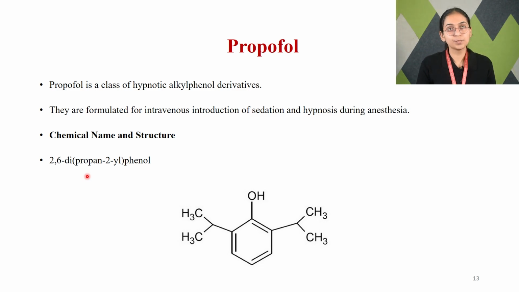Third, we are moving towards the propofol. Now this propofol is a class of the hypnotic which is belonging to the alkyl phenol derivatives. It is formulated for the intravenous induction of the sedation and the hypnosis during the anesthesia. That is, along with the anesthesia, it is going to show the action of the sedation and the hypnosis. The chemical structure of this propofol is given over here. The chemical name is 2,6-dipropan-2-ylphenol. Here you can see this is the phenol structure, where at the second and the sixth position there is a presence of the propan-2-yl group.